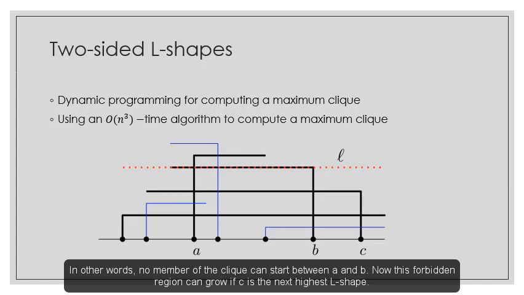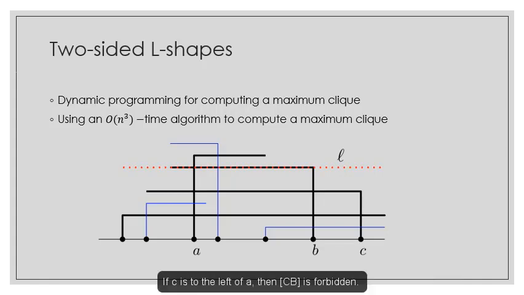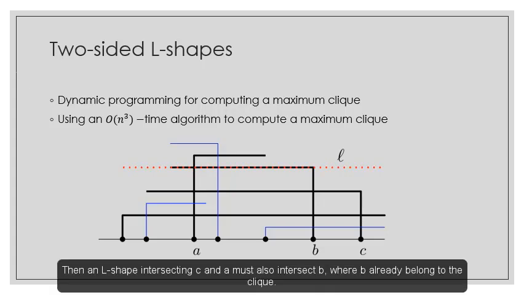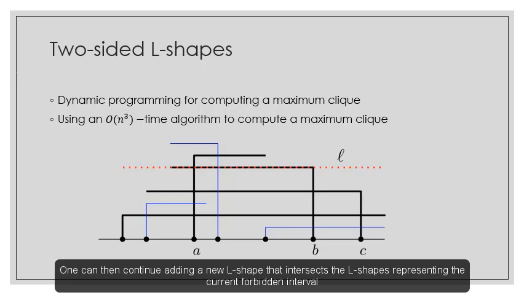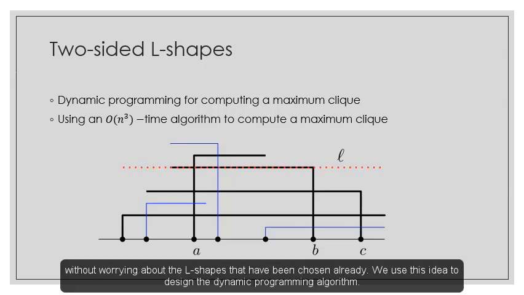Now this forbidden region can grow if C is the next highest L-shape. If C is to the left of A, then CB is forbidden. Otherwise, AC will be forbidden. Then an L-shape intersecting C and A must also intersect B, where B already belongs to the clique. One can thus continue adding a new L-shape that intersects the L-shapes representing the current forbidden interval, without worrying about the L-shapes which have been chosen already. We use this idea to design the dynamic programming algorithm.